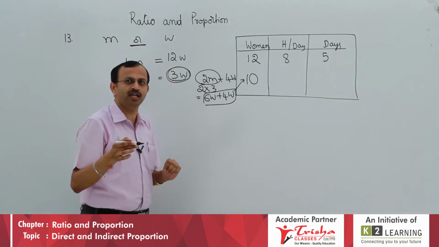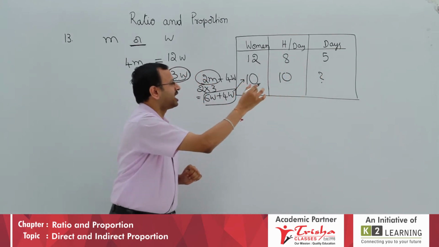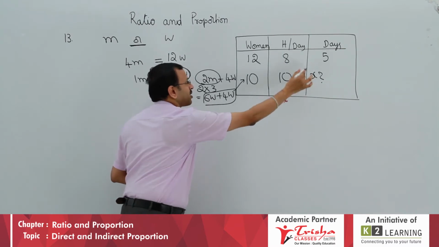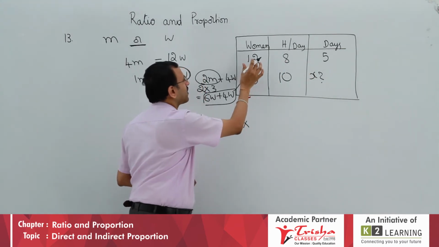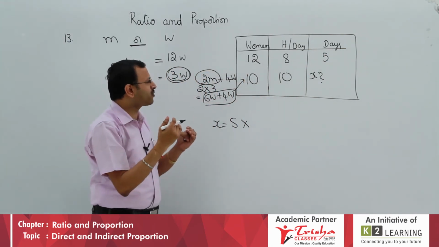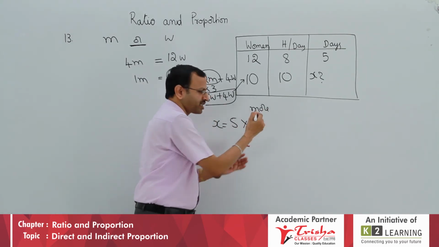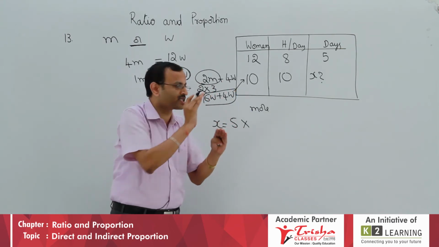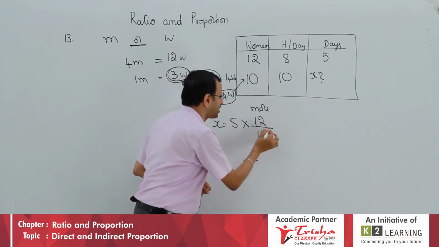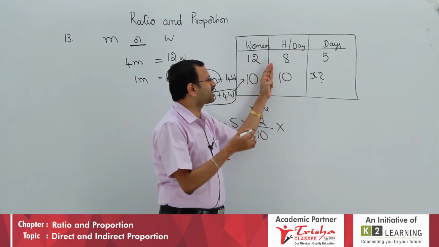10 women working how many hours per day? 10 hours per day, can complete in how many days? As usual, we will take x. X equals 5 days, opposite number 5 days. 12 women can complete in 5 days, 10 women. Therefore, number of women are less, they take more days to complete. When the number of workers is less, the work is the same, it will be more days. So, more means what in these two? 12 by 10. Third one, 8 hours per day, 5 days, 10 hours per day, how many days?